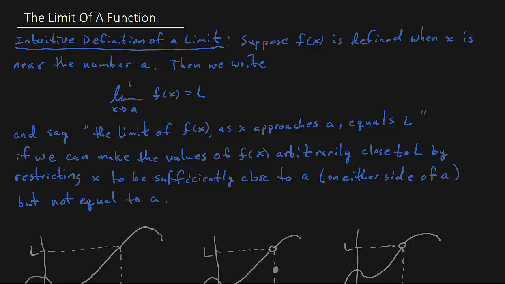All right, so the intuitive definition of a limit: suppose f of x is defined when x is near the number a, then we write, I know my handwriting's a little messy here, the limit of f of x as x approaches a is equal to some number L. And we say the limit of f of x as x approaches a equals L if we can take the values of f of x arbitrarily close to L by restricting x to be sufficiently close to a on either side of a, but not equal to a.